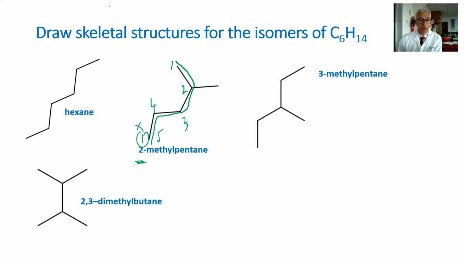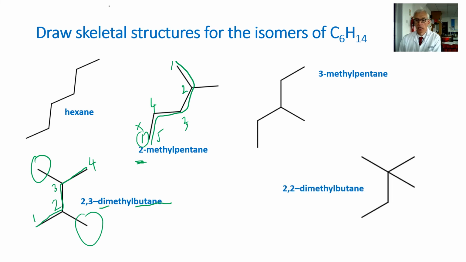We can now move into the butanes. If I identify my longest continuous chain of 4, so that accounts for the butane, I've got a methyl group and a methyl group, so dimethyl. Where are they? Well, they're on carbon number 2 and number 3, so 2,3-dimethyl butane.